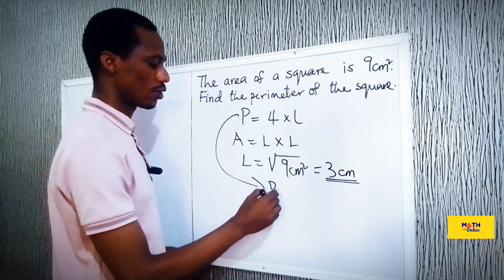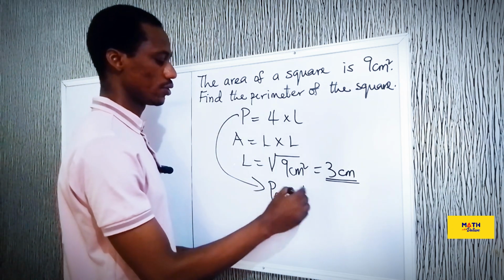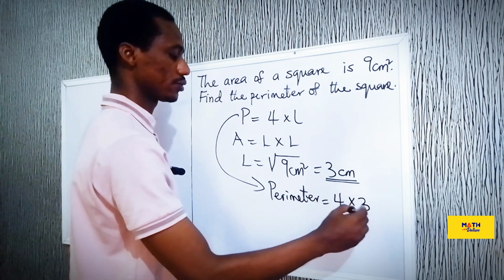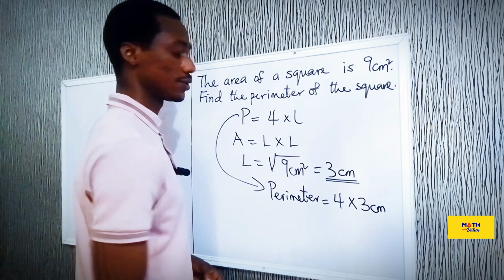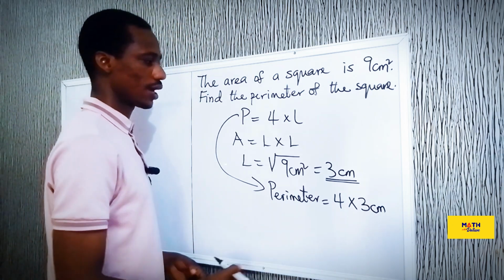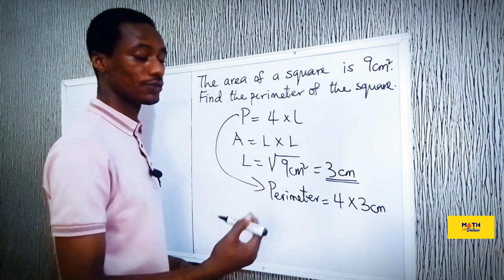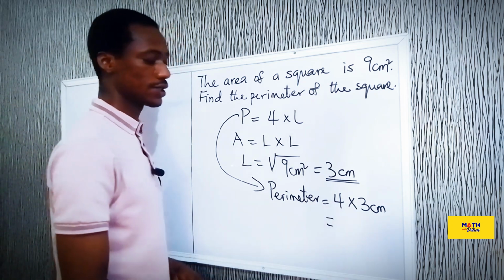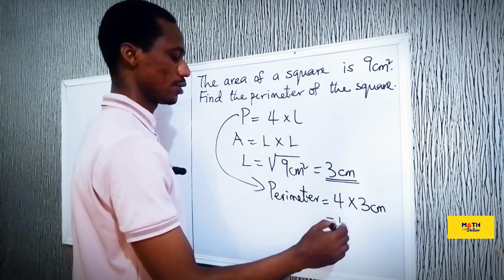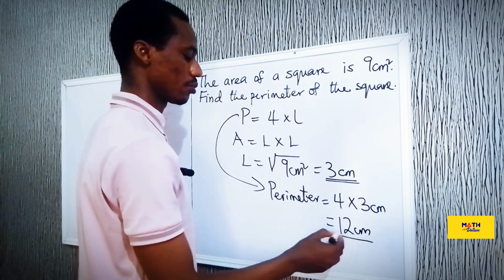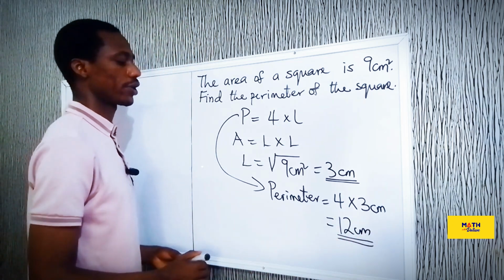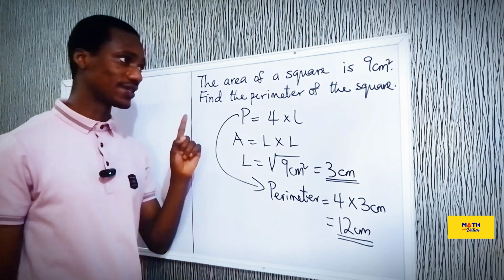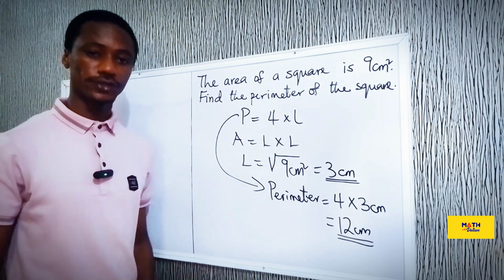The perimeter of the square will be 4 times the length, or you add the length to itself 4 times, so that will be length plus length plus length plus length, which is 4 times length. 4 times 3 centimeters is 12 centimeters. Remember, 4 times 3 is 12. So the perimeter of the square, whose area is 9 centimeters squared, is 12 centimeters.